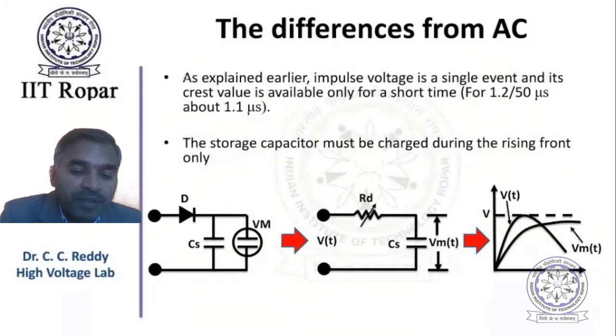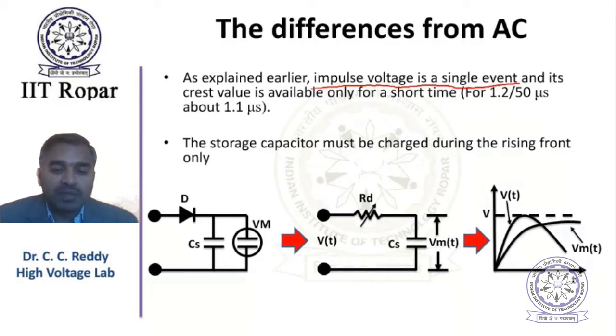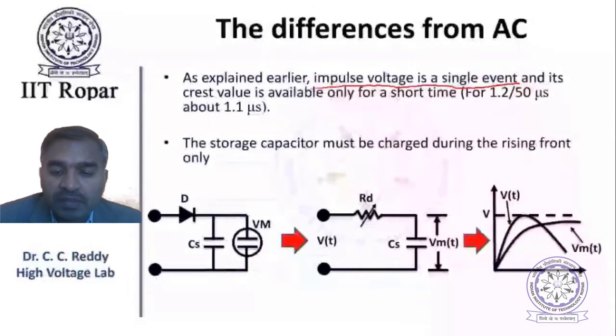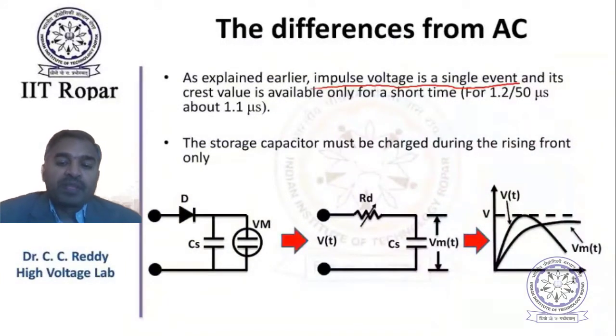So, earlier when we were studying the voltage dividers for AC peak measurements, I told that for impulse voltage, it is actually a single event, unlike AC or DC, which are waveforms which will be continuous. But the impulse is very short duration, right?